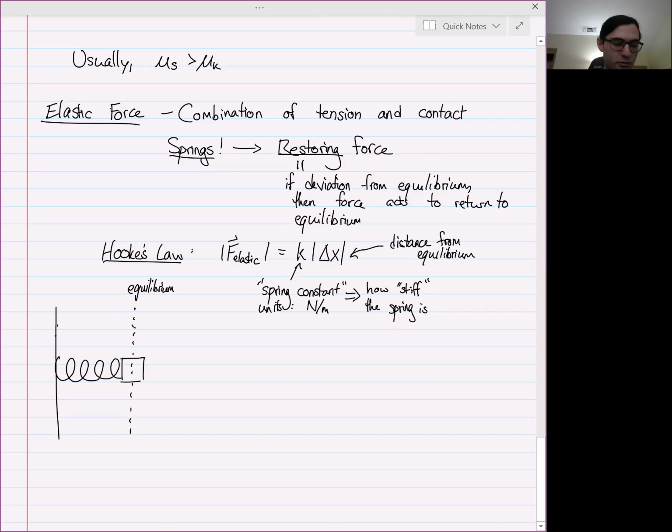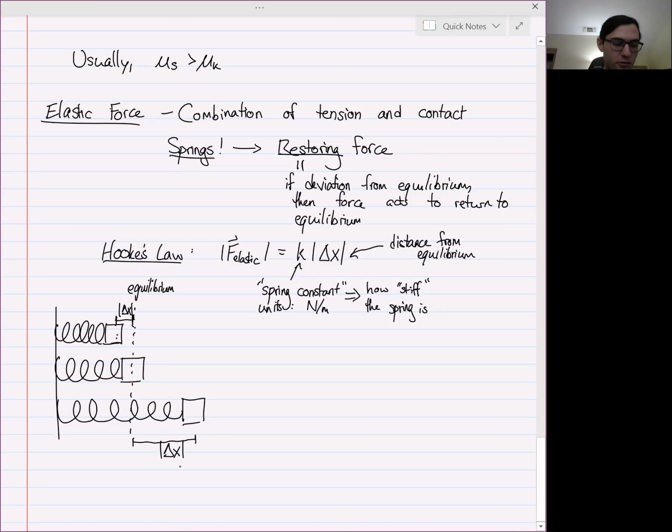So if we compress this spring, say to this position, then the delta x that we were talking about is this distance here. And if we stretch the spring over here, then the delta x is this distance here. I should actually probably put that in brackets, or put that in magnitude, that way it's clear.